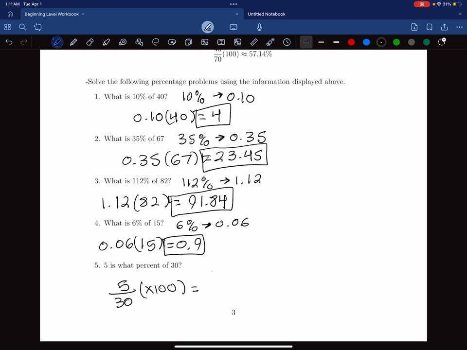So we're going to do 5 divided by 30, which is 0.16, repeating. And then you're going to multiply that by 100, which will get you approximately 16.67%.